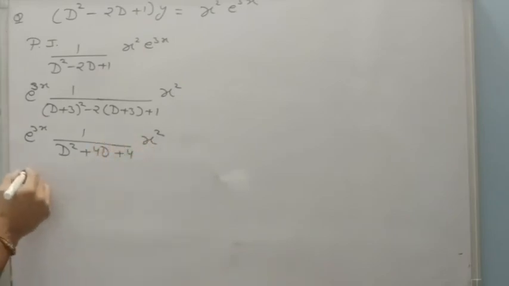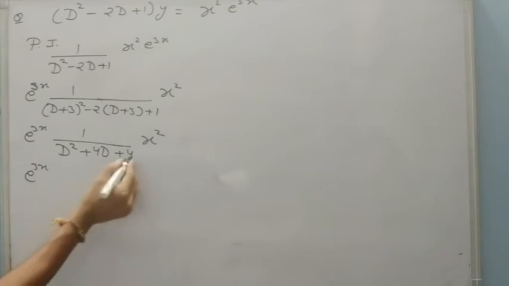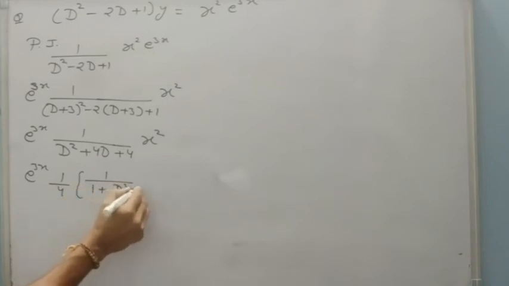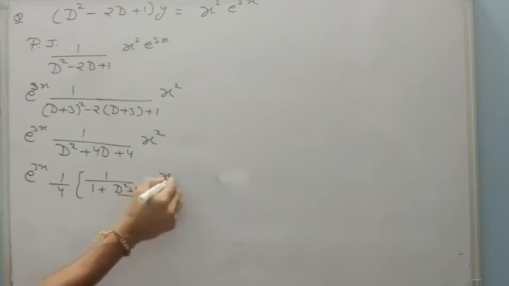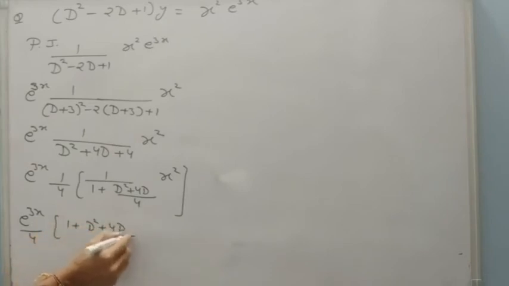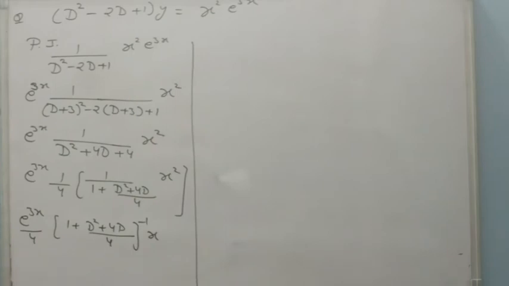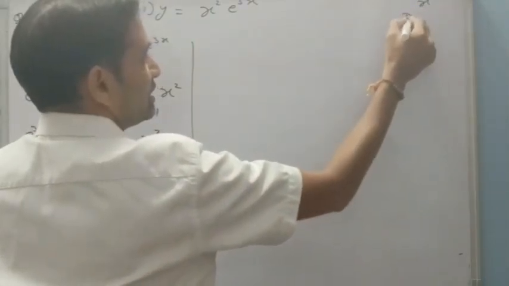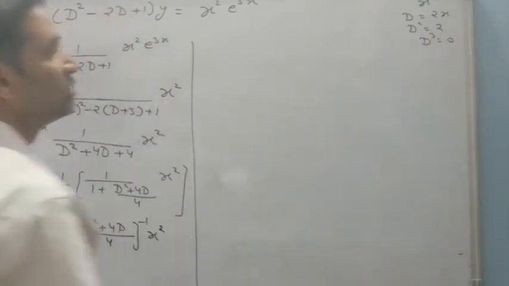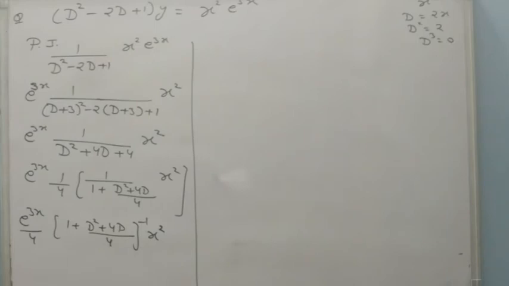Now because there is an algebraic form, I have to take 4 in common in this term. This is 1 plus D square plus 4D upon 4, of x to the power 2, or it is e to the power 3x by 4. It will become 1 plus D square plus 4D by 4 to the power minus 1 of x square. Now for doing further, I have x square, then the first derivative will be 2x, second derivative will be 2, and the third derivative will become 0. So I have to go up to the third derivative at most, as far as it goes.